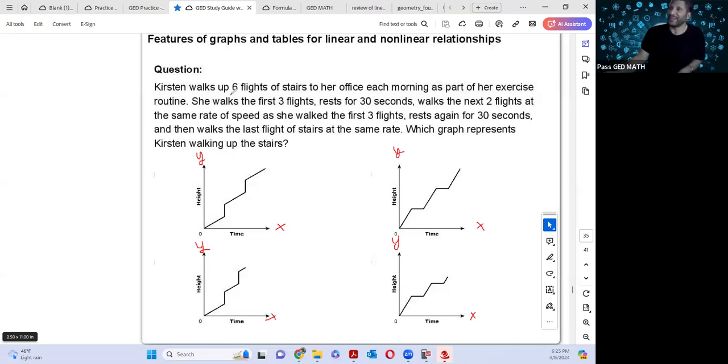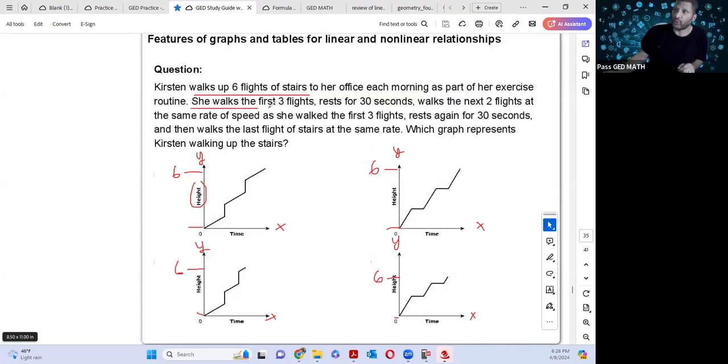Kirsten walks up 6 flights of stairs to her office each morning as part of her exercise routine. Walks up 6 flights of stairs. That's total. So from here to here is 6, from here to here is 6. They don't tell you that. How you know is the 6th flight of stairs is the height. So my graph is going to end at 6, because she stops at the 6th flight of stairs.